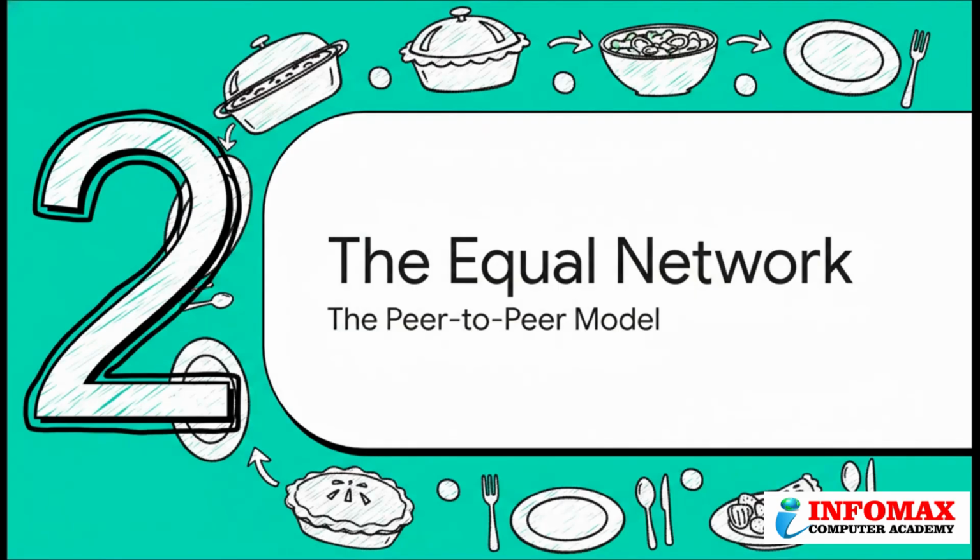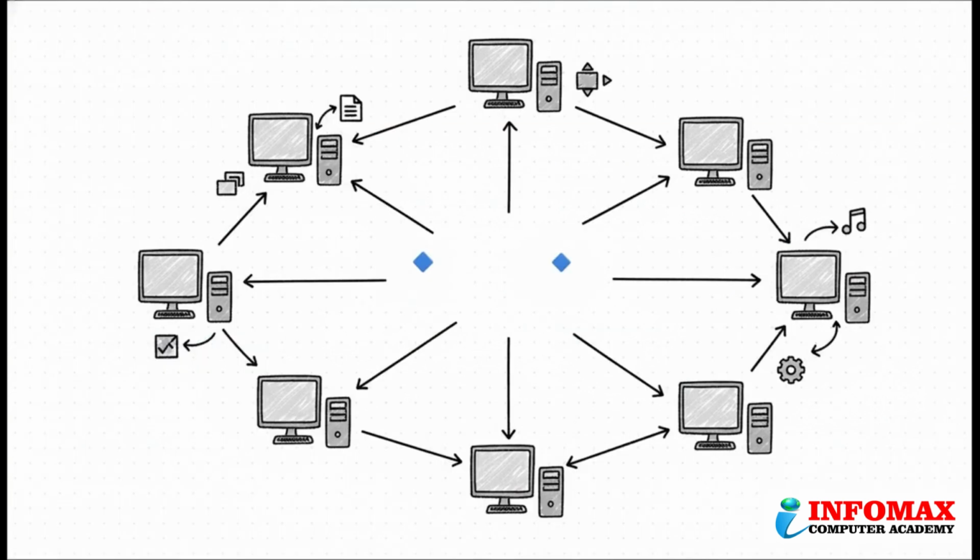Okay, now let's flip the script and look at a completely different way of thinking. If client-server is that formal restaurant, then our second model, peer-to-peer, or P2P, is like a potluck dinner. Everybody brings something to the table, and everybody shares. See, in a P2P network, there is no central server, no kitchen. Every single computer is an equal, or a peer. That means each device can be both a client and a server, sharing things directly with anyone else on the network. There's no middleman at all.